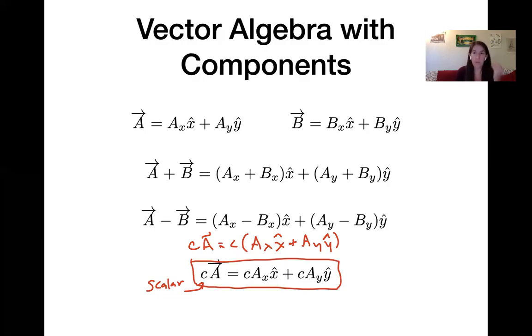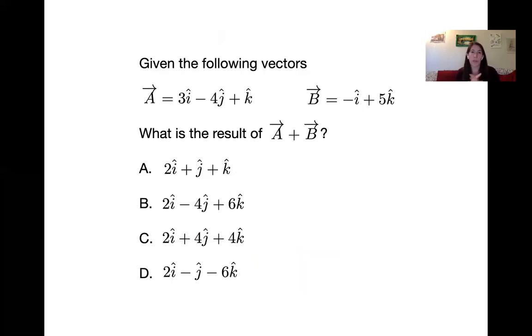Now, to really solidify this, let's do a couple quick examples. So given the following vectors, what is the result of a plus b? And you'll already notice here, instead of x hat, y hat, and z hat, we have i hat, j hat, and k hat, but it means exactly the same thing. So what I'd like you to do is to pause the video here and try to do this on your own before we do it together.